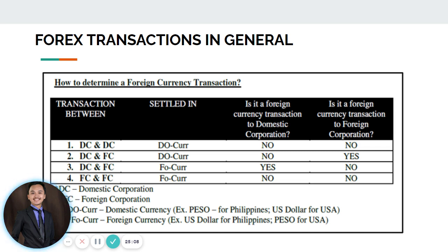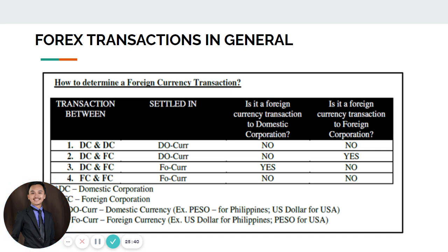In that case, is there any foreign currency involved from the point of view of the foreign corporation? The answer is yes. Since what will be received by that foreign corporation is Philippine peso, that is considered a foreign currency transaction from the point of view of that foreign corporation, because the domestic currency of the foreign corporation is not the peso. So that means there is a foreign currency transaction involved.